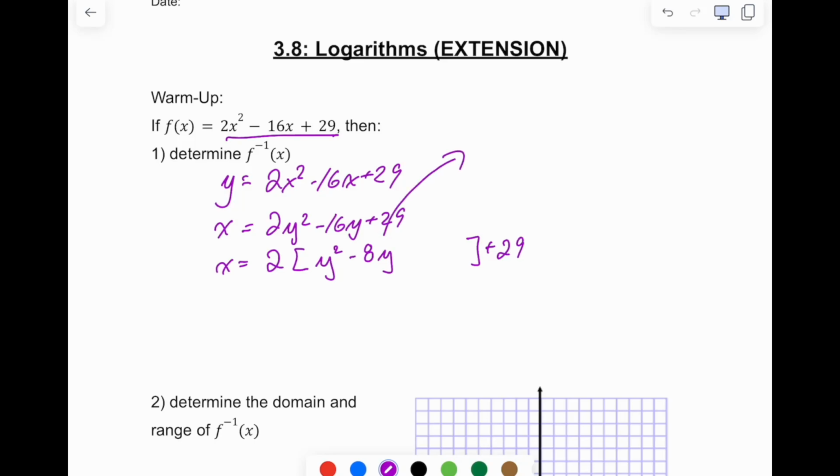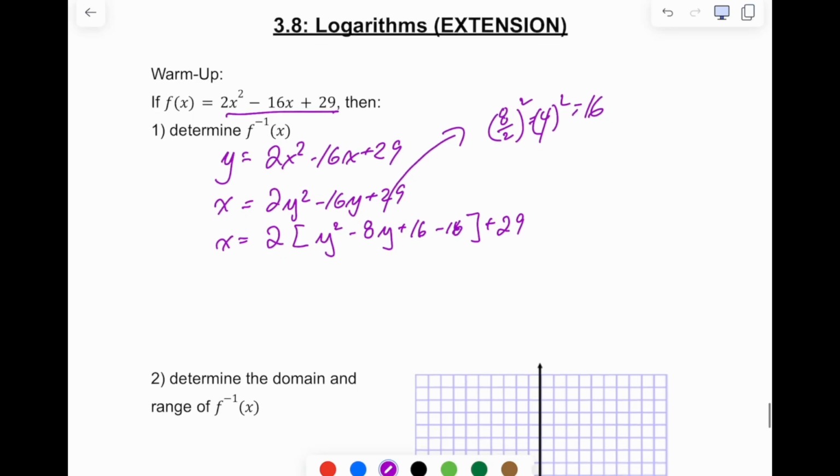In order to determine what we need to add and subtract to y squared minus 8y to get that perfect square trinomial, we take 8 and divide by 2, which is 4. We want to square that, so it's 16. So we need to add 16 and subtract 16. The whole purpose of adding the 16 is that it turns into a perfect square trinomial, which is y minus 4 quantity squared minus 16 plus 29.